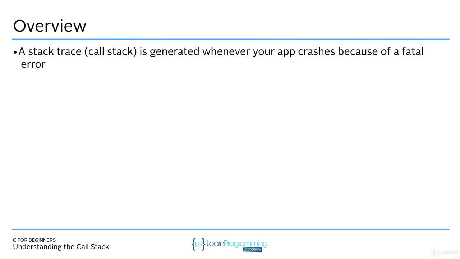A stack trace, which is essentially what the call stack is, is generated whenever your app crashes because of a fatal error. The reason the term stack is used is because it's referring to a data structure that's common in programming. A stack is a data structure that's known as a LIFO, last in, first out. And that's how the data is stored. The last data element that's added is the first one that you retrieve back out.